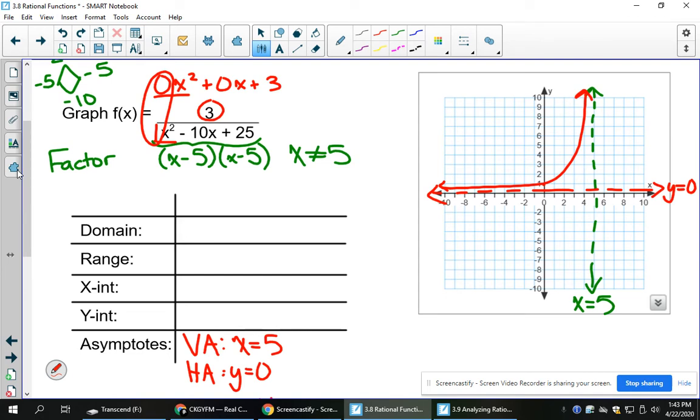Now, if you put this in your calculator, you'll see that this makes a slightly different shape. And I'm going to show you why in a second. This makes a shape where actually both of the reciprocal parts of the function are side by side. They're both above the horizontal asymptote here. That comes from the fact that the original function, x squared minus 10x plus 25, was this kind of shape. Remember quadratics? It gave you a parabola shape.